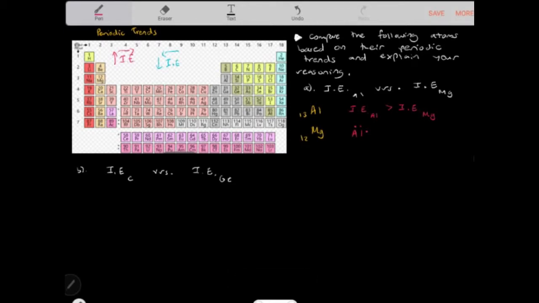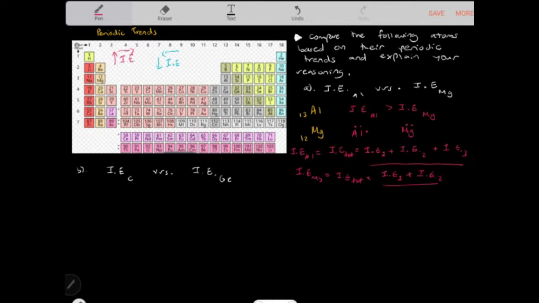We stated this earlier: aluminum has 3 valence electrons, magnesium has 2 valence electrons. The total ionization energy for aluminum, just off the bat, is going to be the first ionization energy plus the second plus the third. So you have to add all 3 ionization energies together, right? So it's already larger than the total ionization energy for magnesium, which is the first plus the second, because magnesium only has 2 valence electrons.